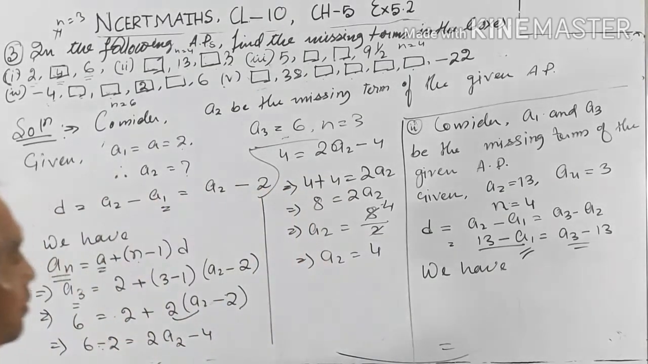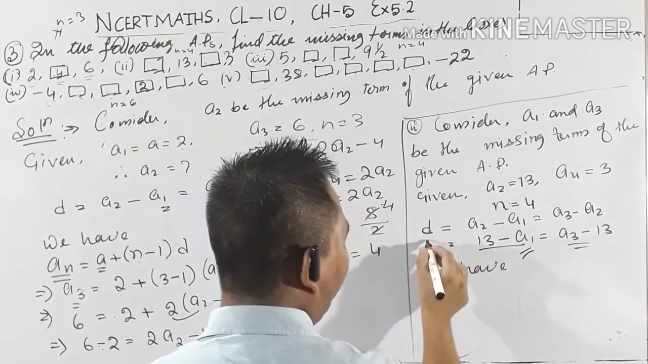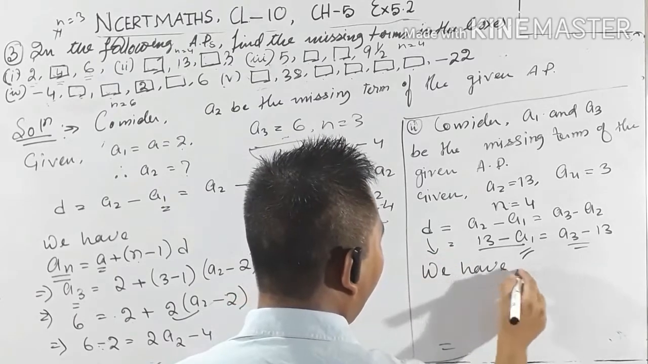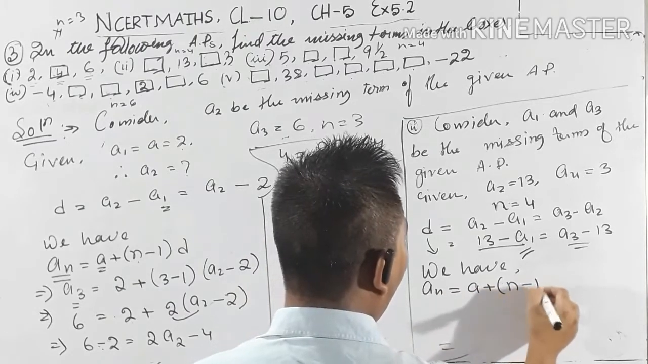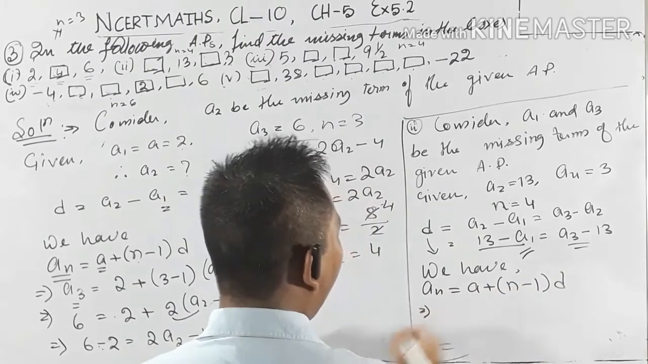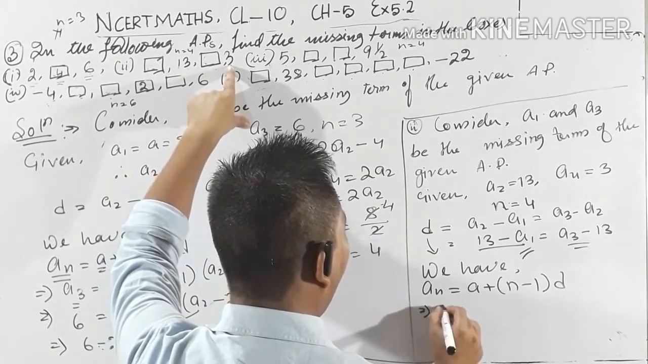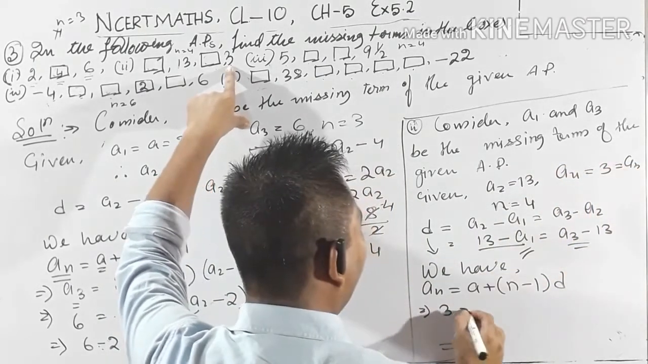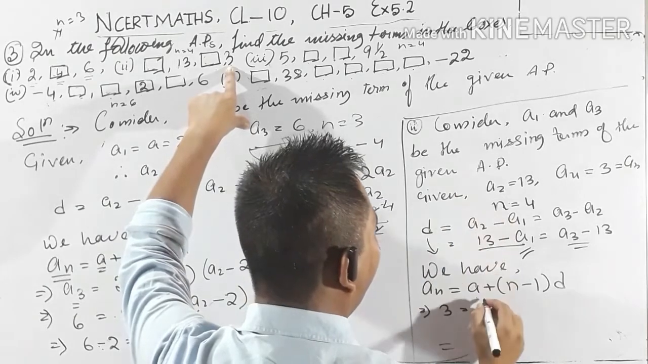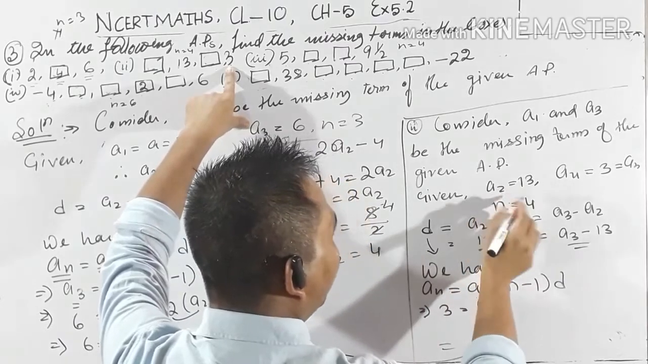Here, we can do one thing. First of all, let us find the common difference. How? We have an equals a plus n minus 1 times d. Here an is given as 3. That means this is the last term. Then the first term is not given, so A1, or simply A.